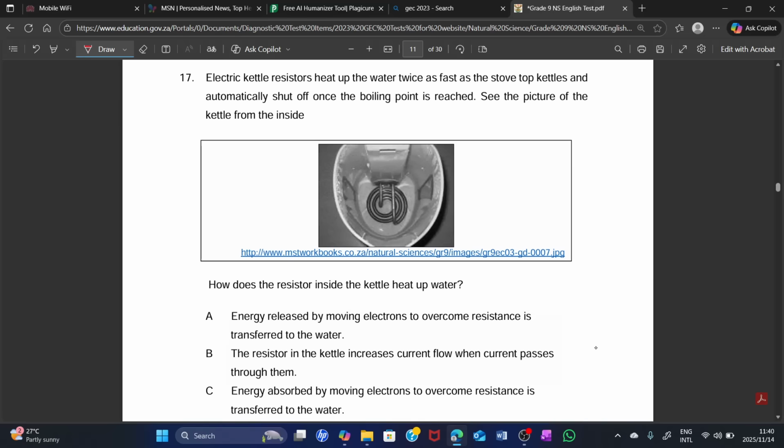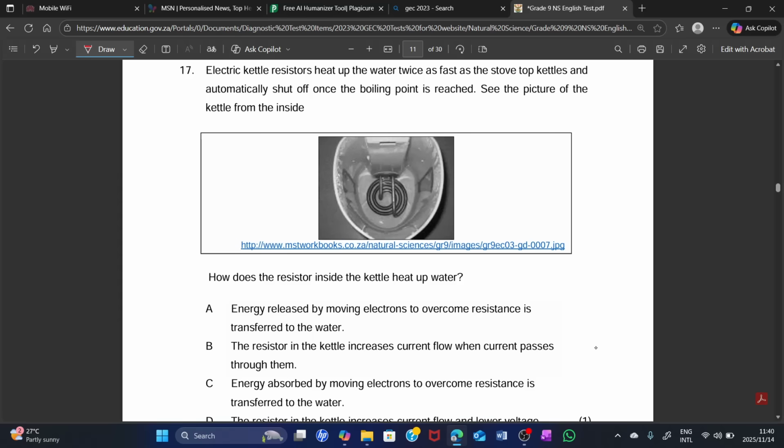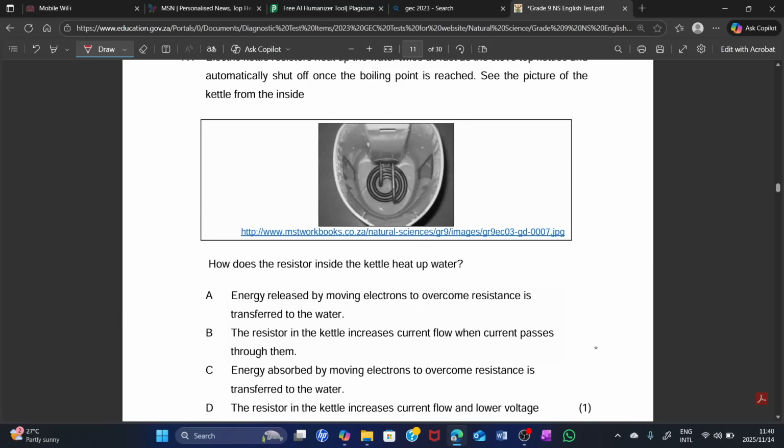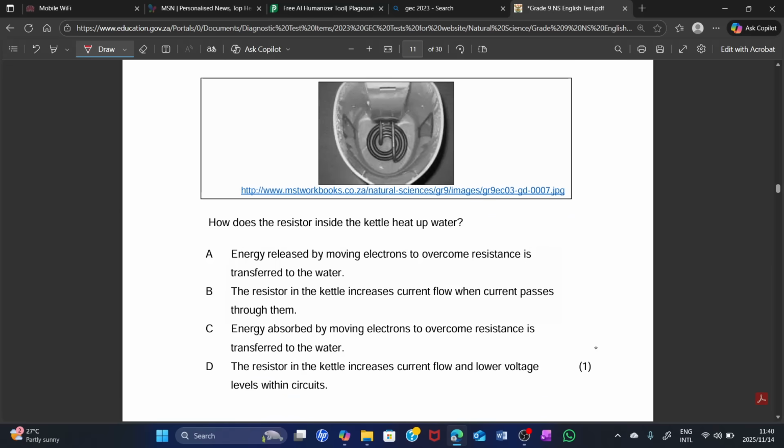Electric kettle resistors heat up the water twice as fast as stove top kettles, and automatically shut off once the boiling point is reached. You know what is happening when you have the kettle at home, boiling water. When the boiling point is reached, it switches itself off. How does the resistor inside the kettle heat up water? You see this thing, how does it heat up water? Let's read the options. Energy released by moving electrons to overcome resistance is transferred to the water. Okay, that is the first one.